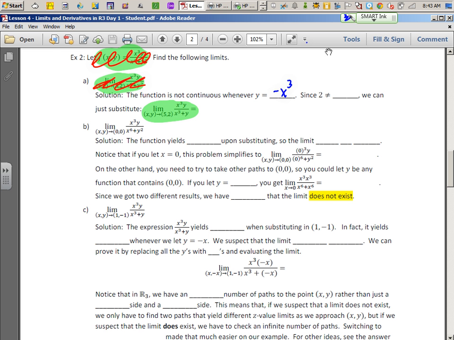But notice the point that we're studying. The point we're studying is 5, 2. Even if the surface is torn along the curve y equals negative x cubed, it shouldn't affect us because 5, 2 isn't on the curve y equals negative x cubed. In other words, 2 is not equal to negative 5 cubed. So it shouldn't matter. And we can just substitute. So this problem is very simple. You let your x be 5. You let your y be 2.